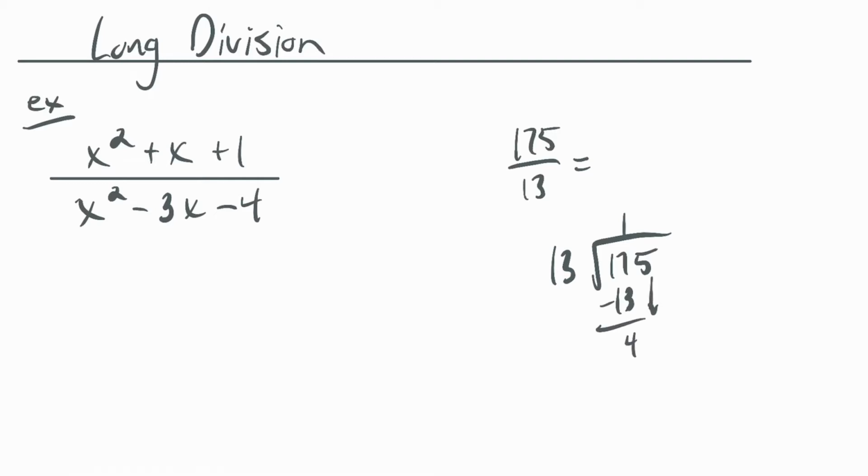And then I pull down the 5 to continue. So again, how many times does 13 go into 45? Well, 3 times. So I put 3 up here. And then I multiply 3 and 13 to get 39. And I put it here below the 45.